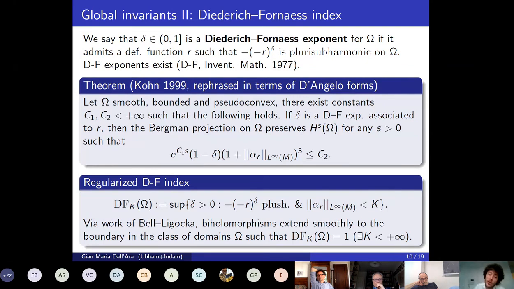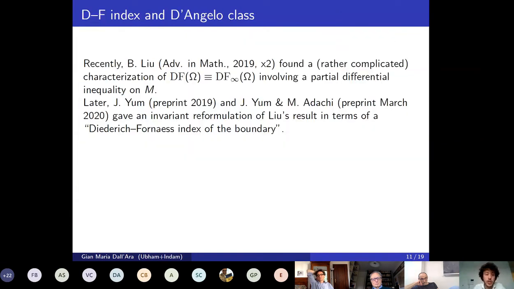But Kohn's theorem tells you that if you refine the definition of the Diederich-Fornaess index, as we propose to do, then we are able to also obtain this very important consequence. So let's work with this more sophisticated notion. And let's come, so now I define the Diederich-Fornaess index, and I define the D'Angelo class of the boundary, actually, of a smooth pseudoconvex domain. And let's see how the two objects are related.